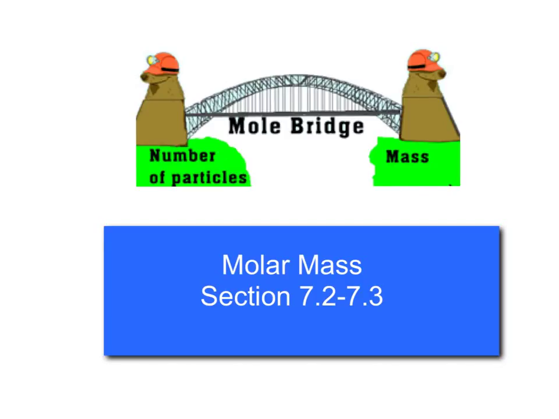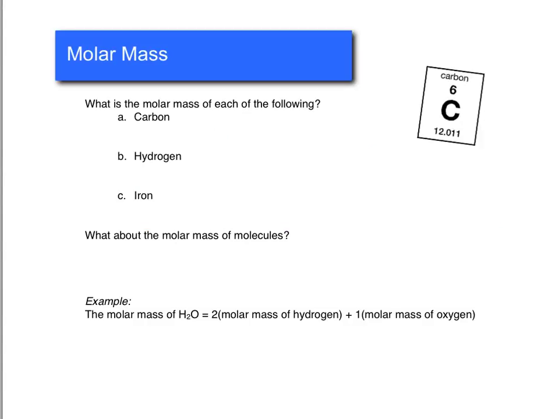Today we're going to talk about molar mass, which is a value that gives us a useful conversion between the number of molecules that we have and the actual mass that we can measure in the lab. The molar mass is the number of grams that 1 mole of a particular atom or molecule would weigh if you were to put it on a balance in the lab.